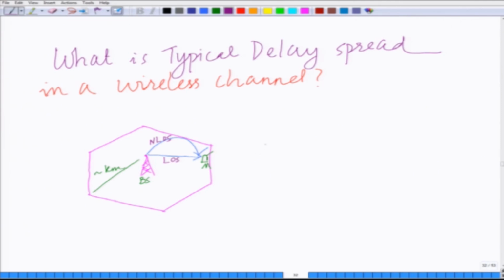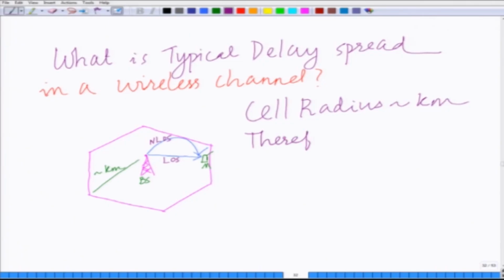Now, the cell radius is of the order of kilometers. Therefore, if I look at these line of sight and non line of sight paths for a cell phone at the edge of the cell, that is, towards the boundary of the cell, these paths are generally of the order of kilometers, right, because the distances are of the order of kilometers. Therefore, my LOS and non line of sight paths are of the order of kilometers. Let us say, take a simple example.